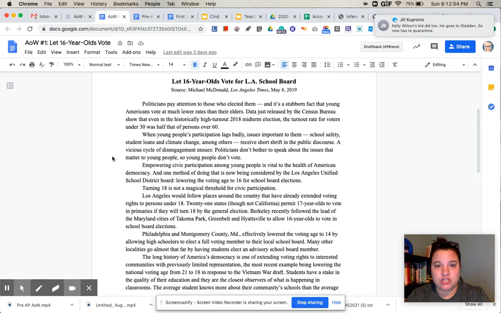Politicians pay attention to those who elected them, and it's a stubborn fact that young Americans vote at much lower rates than their elders. Data just released by the Census Bureau shows that even in the historically high turnout 2018 midterm election, the turnout rate for voters under 30 was half of that of persons over 60. When young people's participation lags badly, issues important to them, school safety, student loans, and climate change, among others, receive short shrift in the public discourse.